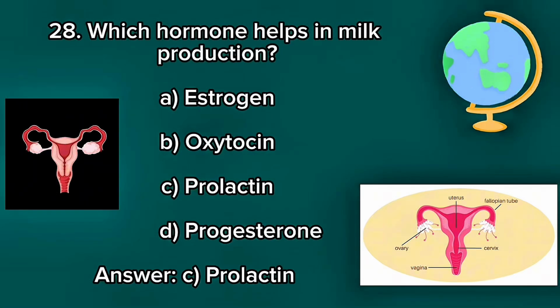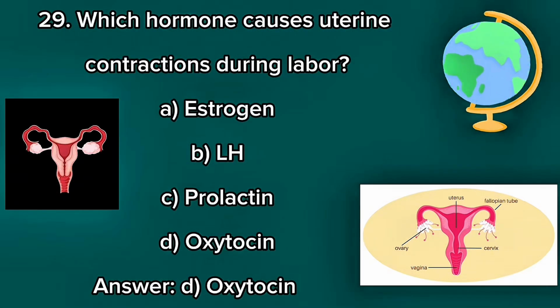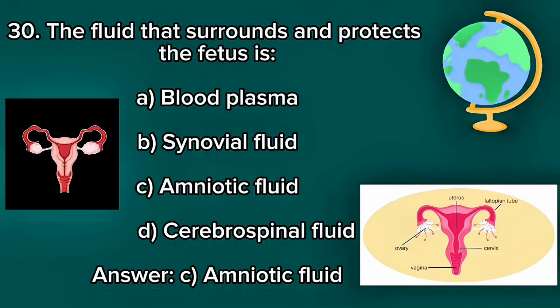Which hormone helps in milk production? A. Estrogen, B. Oxytocin, C. Prolactin, D. Progesterone. Answer, C. Prolactin. 29. Which hormone causes uterine contractions during labor? A. Estrogen, B. LH, C. Prolactin, D. Oxytocin. Answer, D. Oxytocin. 30.